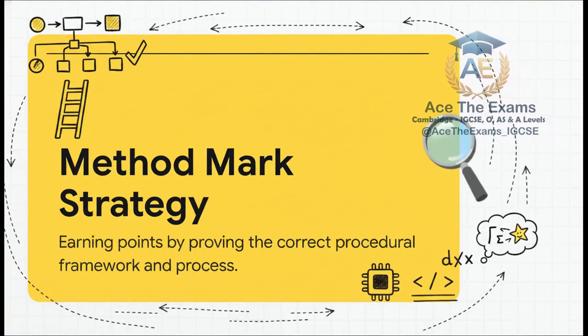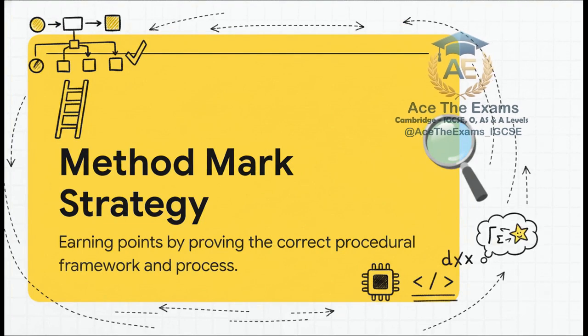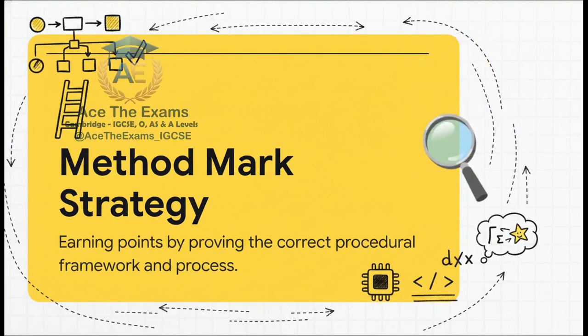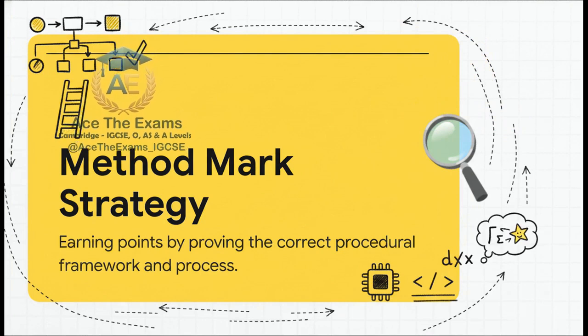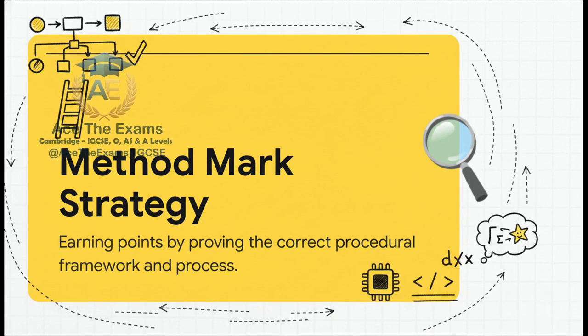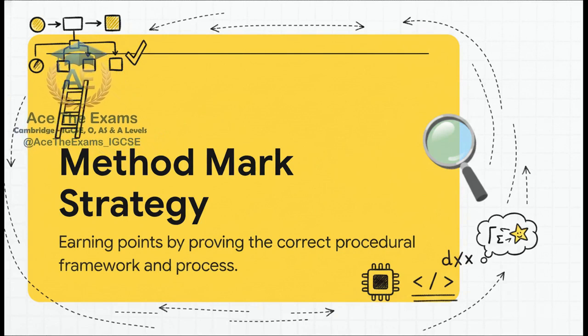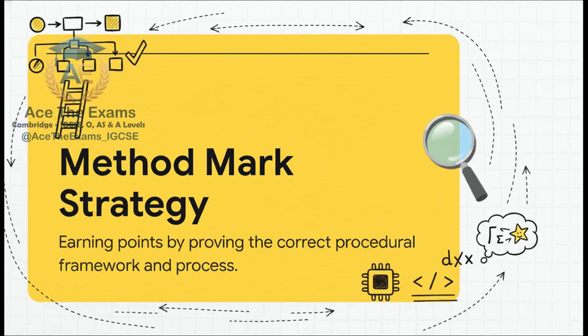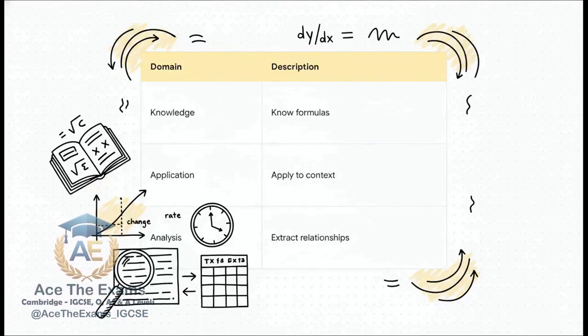In the Cambridge system, marks are awarded for the process itself, not just spitting out the final output. Think of the examiner as an automated compiler. They genuinely want to award you points, but they can only do that if you explicitly show them the right architecture. You have to prove the correct procedural framework, and you do that by using clear notation and appropriate formats. If you just print the final answer with no working, the compiler rejects your code entirely. No exceptions.